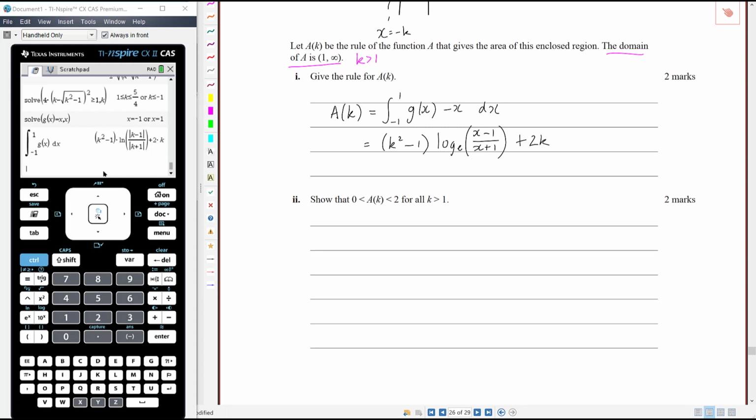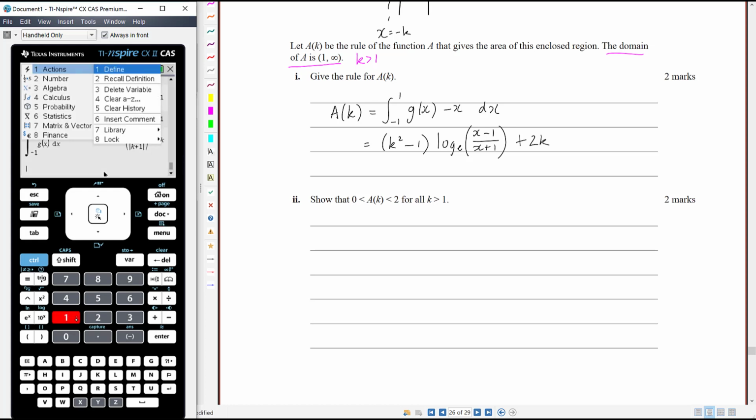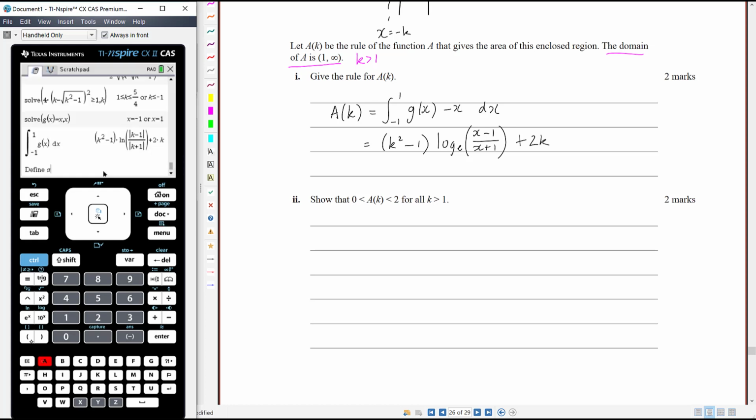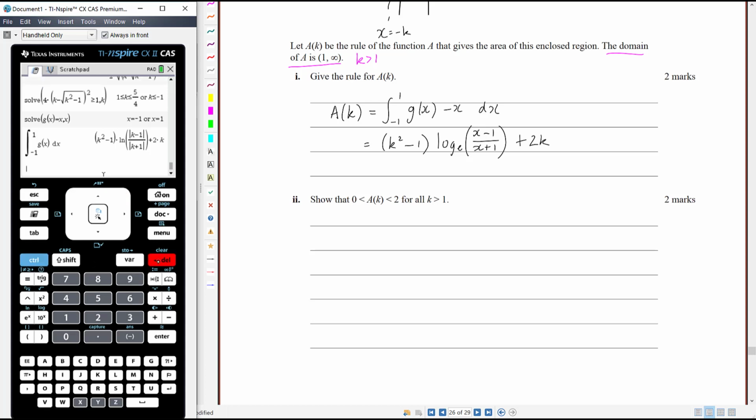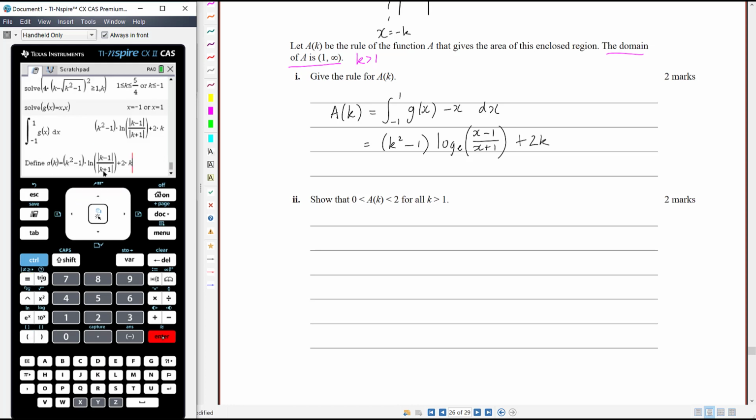So if we were to define a function, A of k, as being equal to this thing. I'm just going to get rid of those modulus signs so that it's not too bad. So it's going to be k minus 1. Actually, no, I might leave them there just for the definition. A of k equals that.